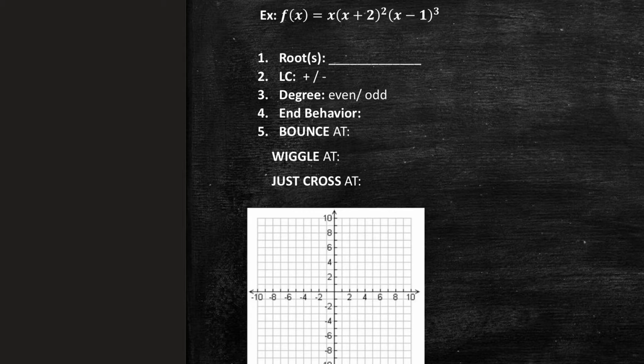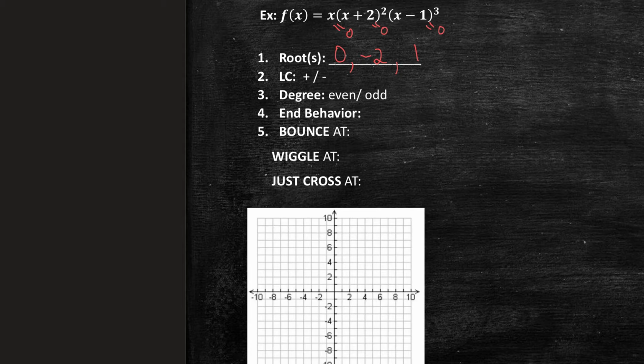We have f of x equals x times (x plus 2) squared times (x minus 1) cubed. So our roots are, if we set these equal to 0: x equals 0 is just going to give you 0. x plus 2 equals 0, you'd have to subtract 2, so that would be a negative 2. And then x minus 1 equals 0, add 1, so that would be a positive 1.